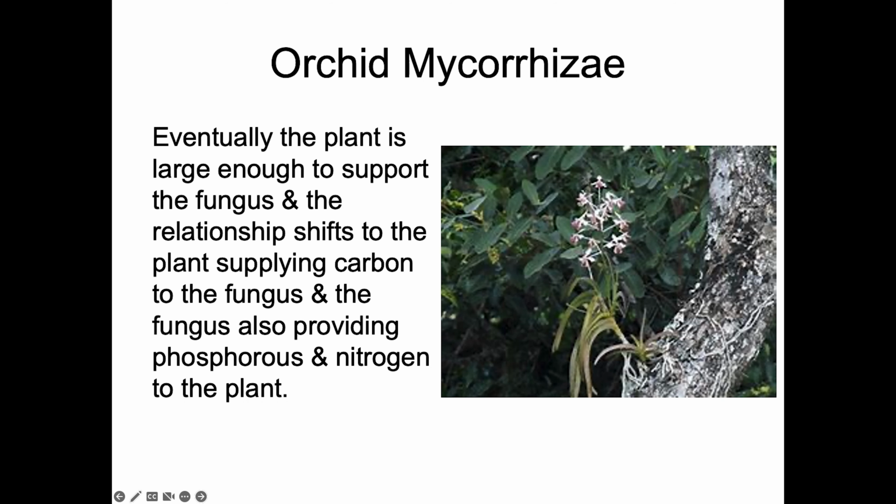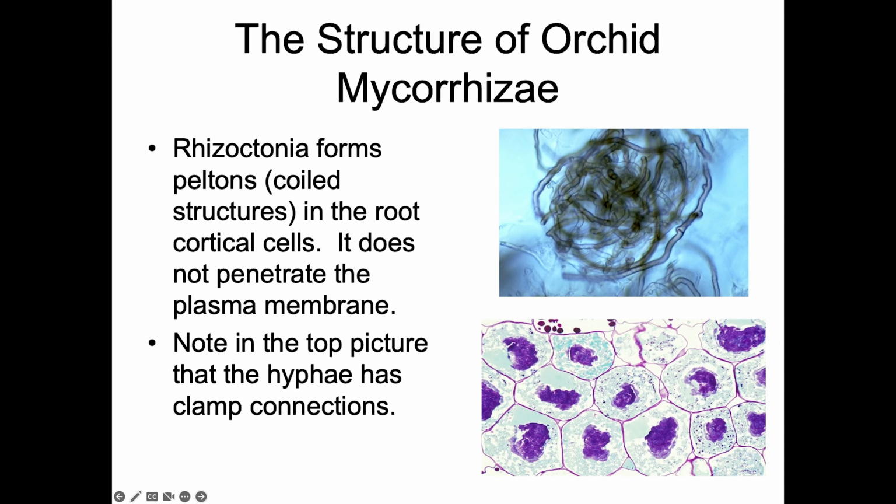Okay, so again, these orchids are, now, what does the fungus eventually provide the plant? Phosphorus and nitrogen. And then this is what the fungus does. It grows into the cortical cells and it produces these coils called pelotons. And so the orchid root is infused with these fungi.